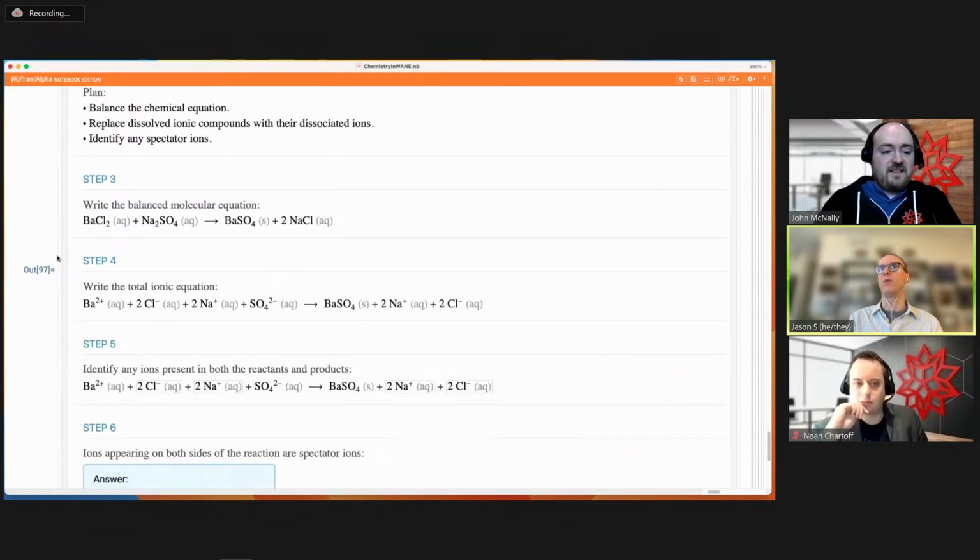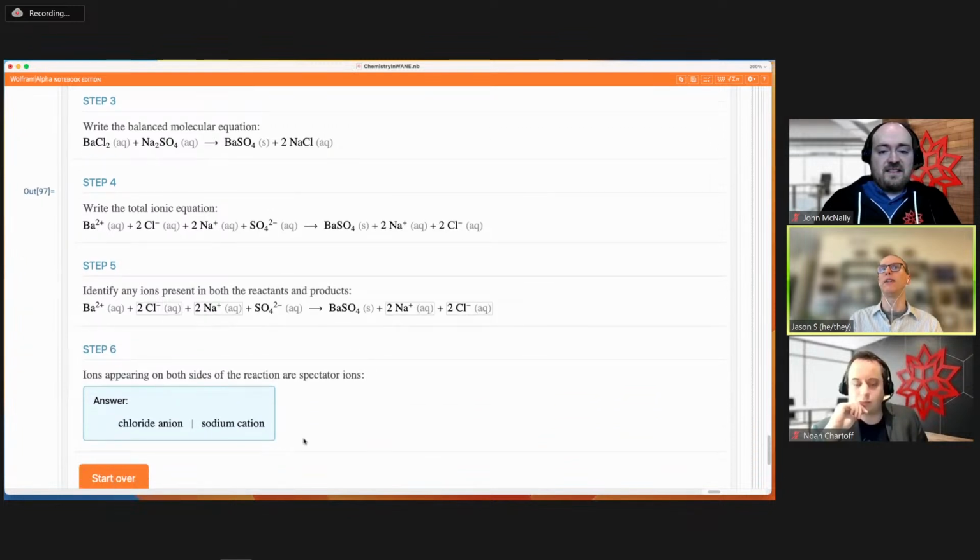And then it's what you would expect: balancing the equation, writing things out, identifying any common ions, and then getting down to what our spectator ions are, being the ones that were removed. You can see they're a little faint, but there are boxes around the sodium and chlorines in step 5, indicating that they're the ones being removed.